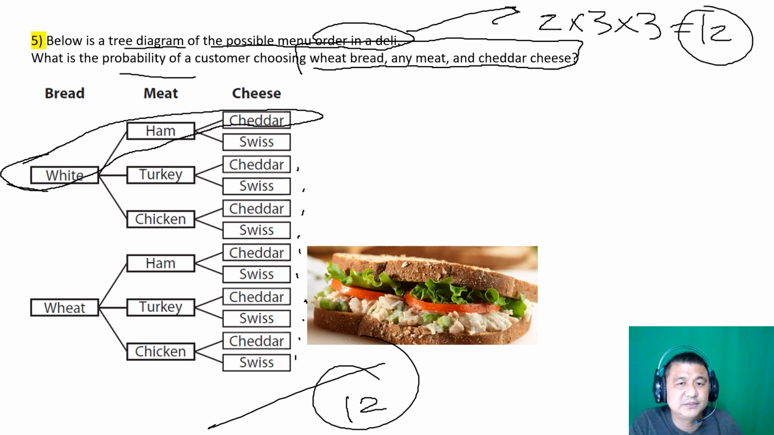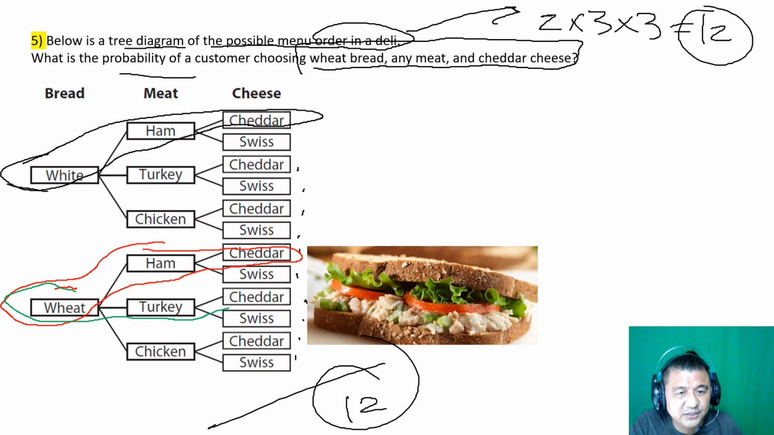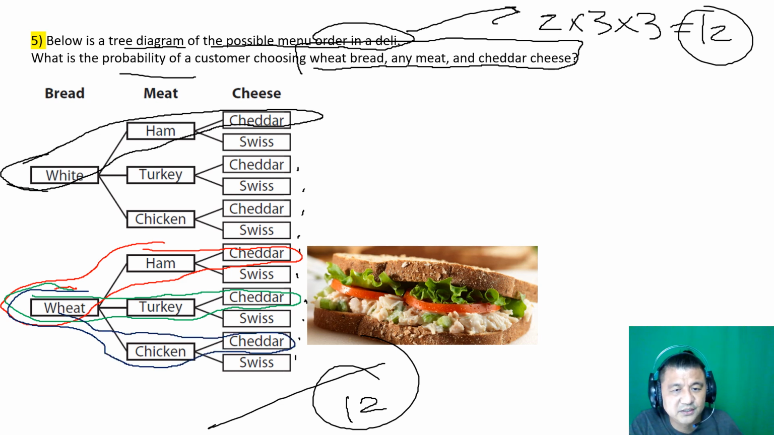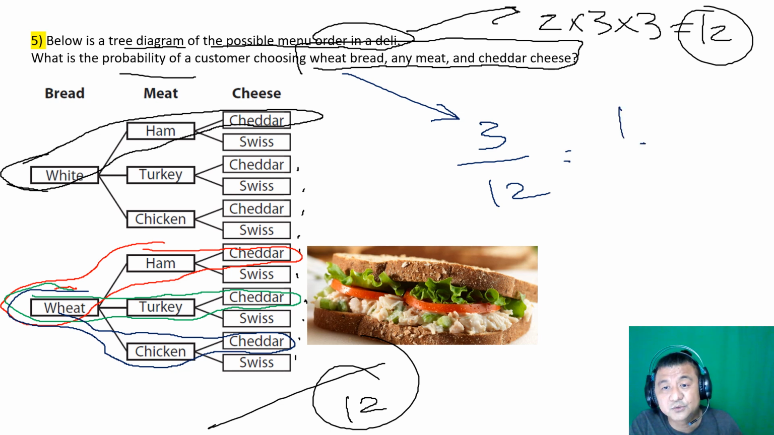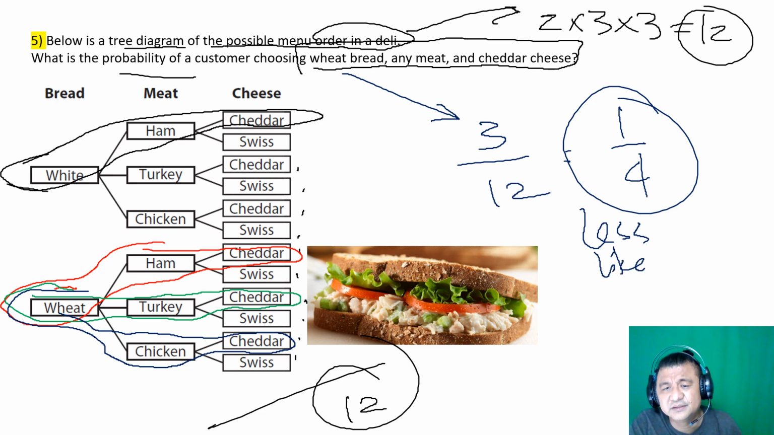Letter B, what is the probability of wheat bread? Look at the choices. These are all the wheat bread with any meat and cheddar cheese. Wheat, any meat, and cheddar. That's one. Wheat, what else? Here, wheat, turkey, and cheddar. That's two. And what else? Wheat, chicken, and cheddar. Okay, look at that. I have three. So for the second question, there are three possible orders out of 12. You can simplify that to 1/4. So 1 out of 4, that's less likely.